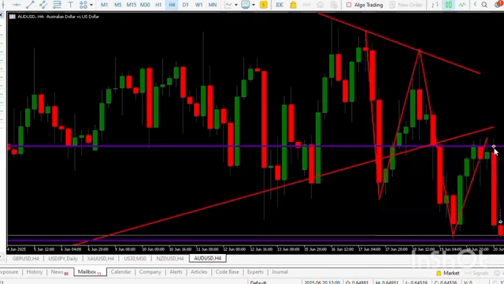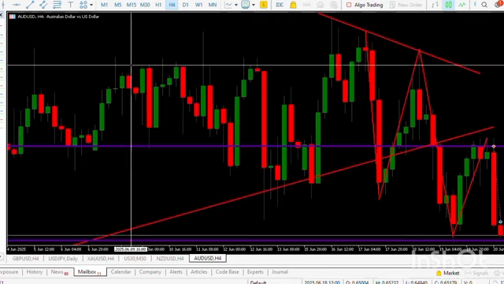this was exactly where I entered the market, and I left at this point because it was late, so I don't want to carry the market over to the next week. But I'm still looking for another entry opportunity around this level.